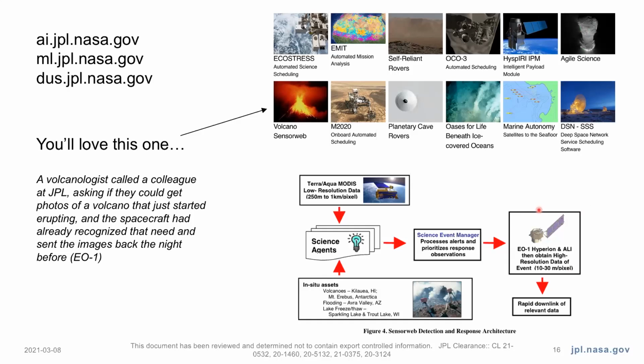So the volcanologist had called JPL asking for an observation to be taken, and it had already been taken the night before because the system had detected and responded to that event in real time. Another example of how artificial intelligence can help the science missions by reacting quickly to things that are emerging.